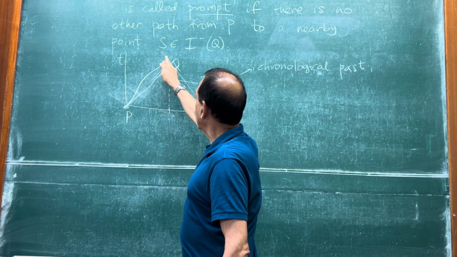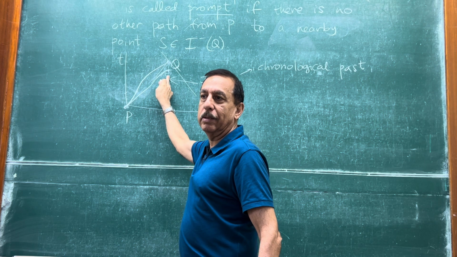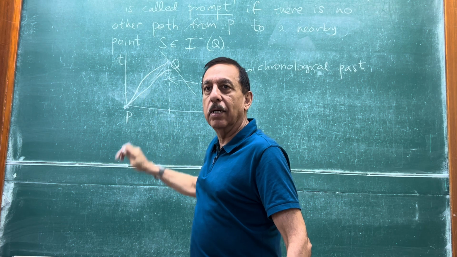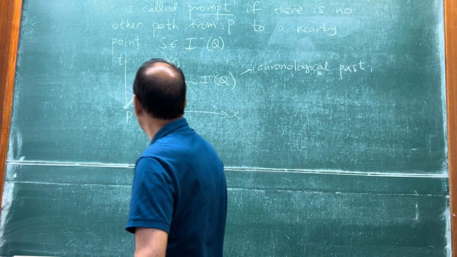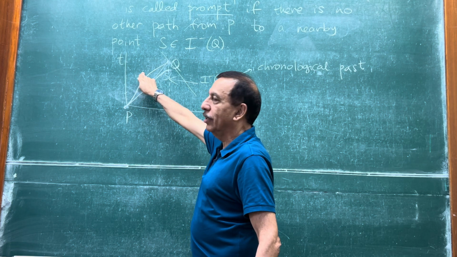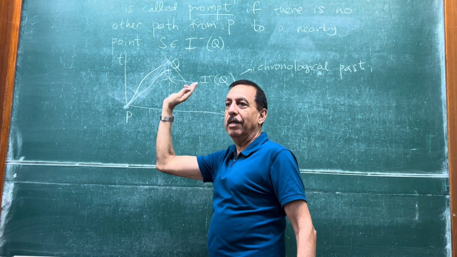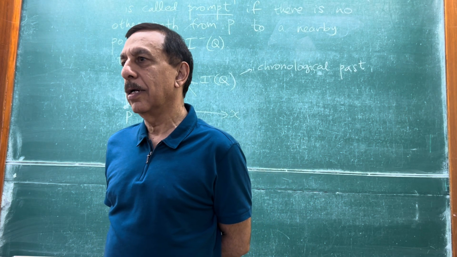The first path is called prompt if the second path doesn't exist. That means there's no such path. There's no point S and path from P to S which arrives earlier. We can also use words like this path is more prompt than that path. And it's always under it, because being under is always being earlier. Yes, there is no such S that exists.